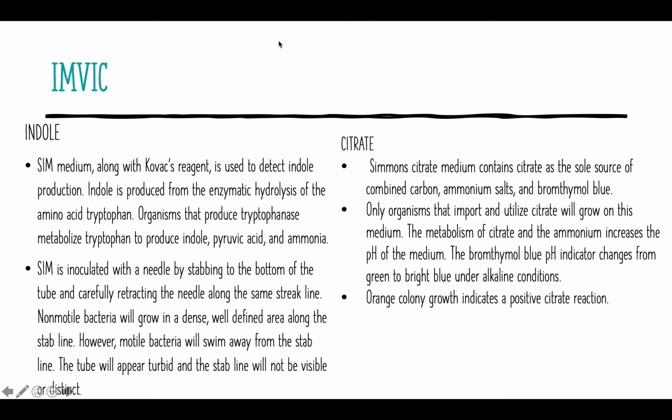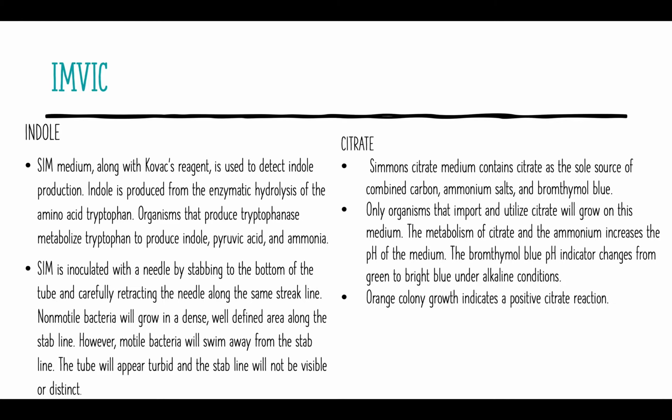Okay, so for IMViC, the first test we did was indole. The SIM medium, along with Kovacs reagent, is used to detect indole production. Indole is produced from the enzymatic hydrolysis of the amino acid tryptophan. Organisms that produce tryptophanase metabolize tryptophan to produce indole, pyruvic acid, and ammonia.